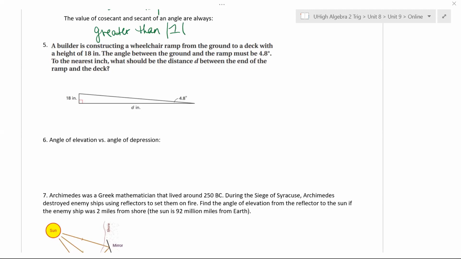So if I'm given the angle measure and I'm given the height, how could I figure out what that length would be? I want you guys to pause the video, take a minute, and try to come up with some ideas. How can we use an angle measure and one side length to find what the other side length should be?